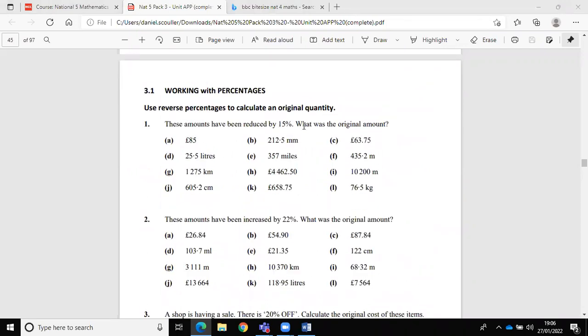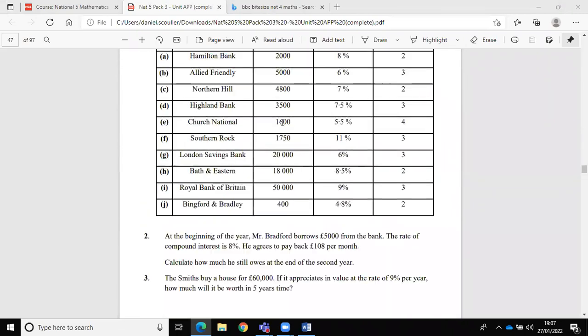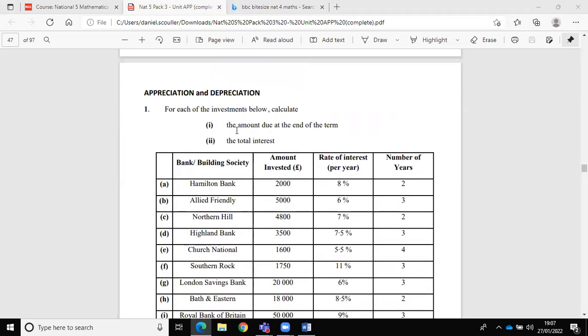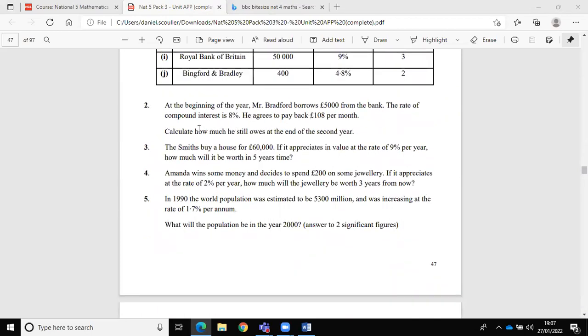So amounts have been reduced by 15%. What was the original amount? Appreciation, depreciation. Sorry, I'm looking at page 47. Question 3 is very similar to what we've done. Buying a house for 60,000, if it appreciates at 9% per year, how much will it be worth in 5 years' time? We should be able to do that. Then jewelry appreciates 2%. Question 4 is the same.